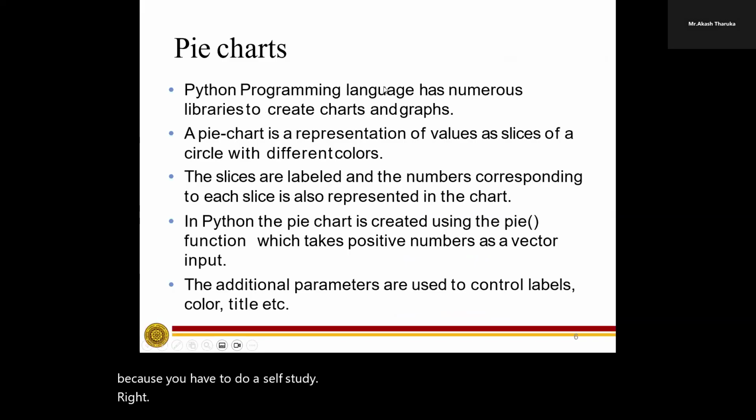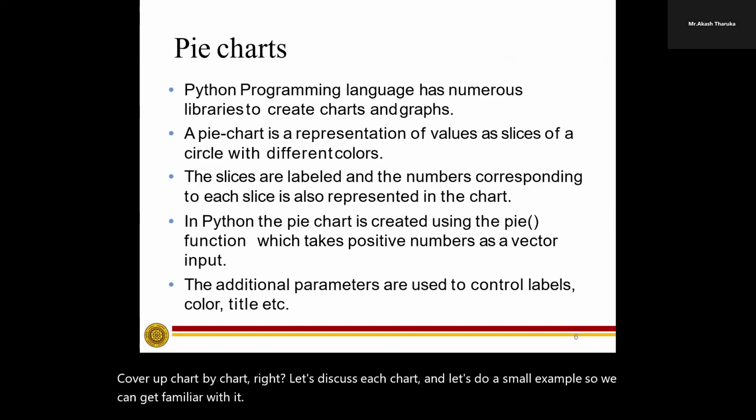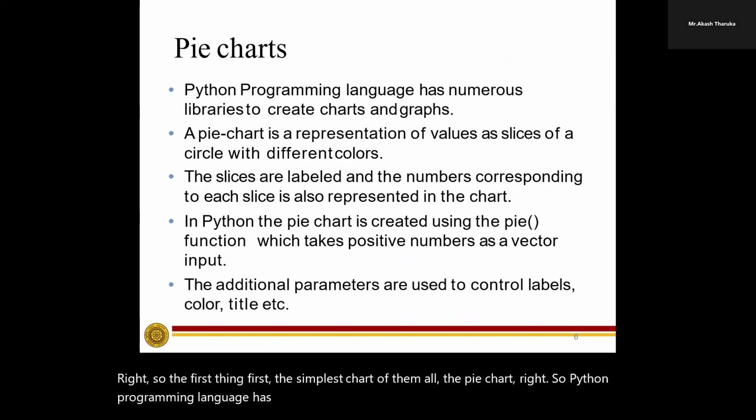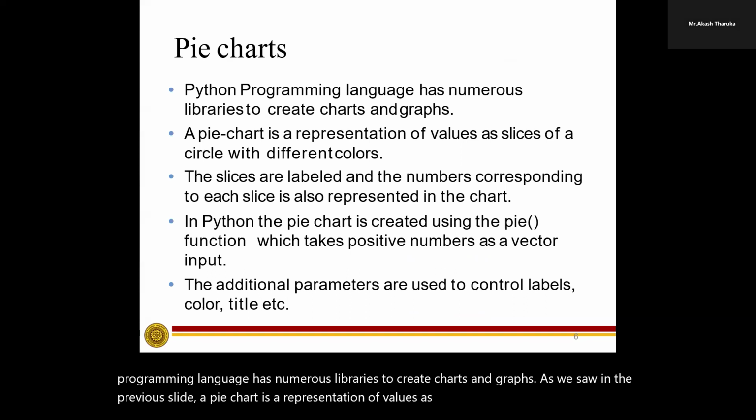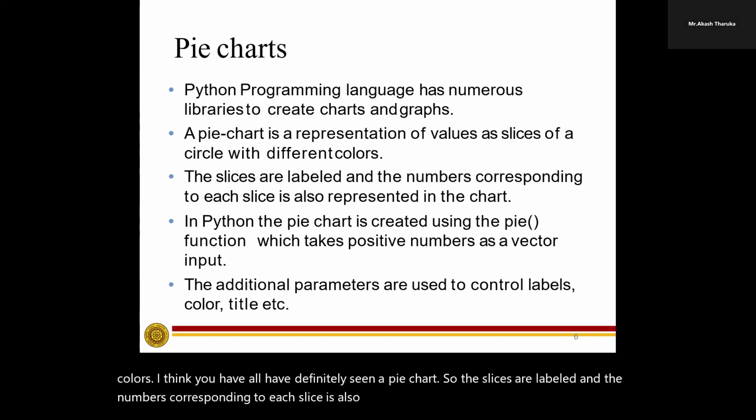So let's cover chart by chart, right? Let's discuss each chart and let's do a small example so we can get familiar with it. So first things first, the simplest chart of them all, the pie chart, right? So the Python programming language has numerous libraries to create charts and graphs, as we saw in the previous slide. A pie chart is a representation of values as slices of a circle with different colors. I think you all have definitely seen a pie chart. So the slices are labeled and the numbers corresponding to each slice are also represented in the chart.